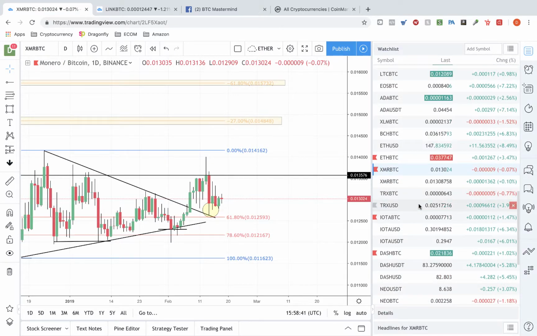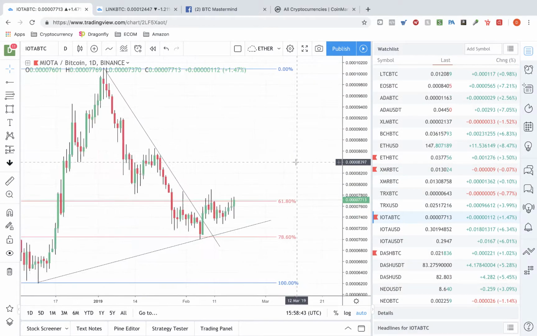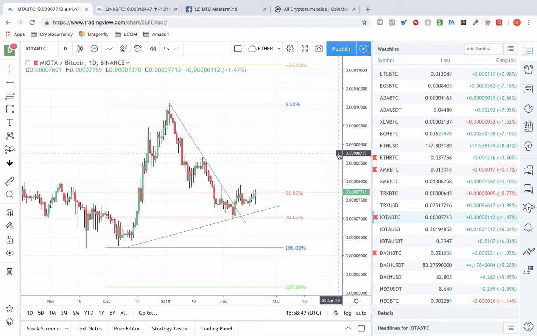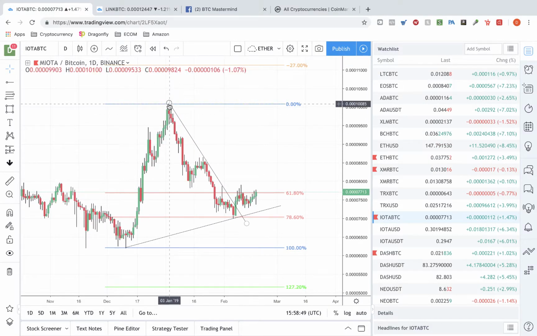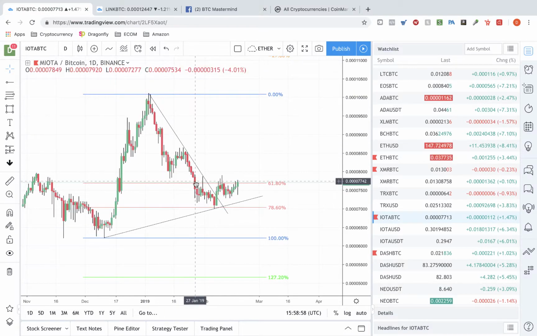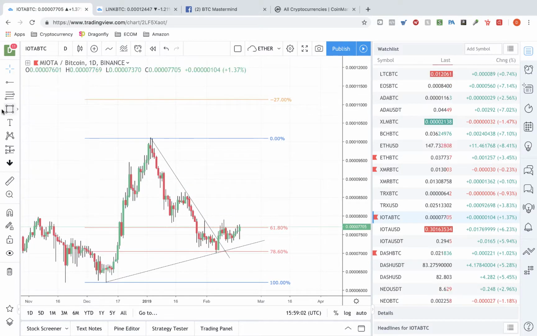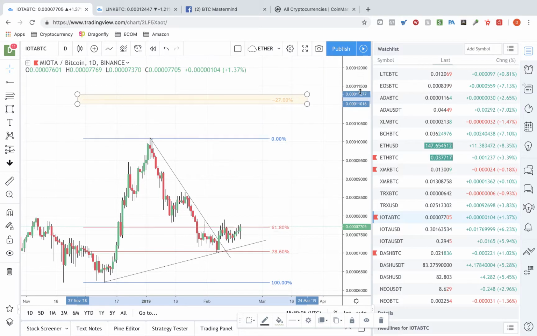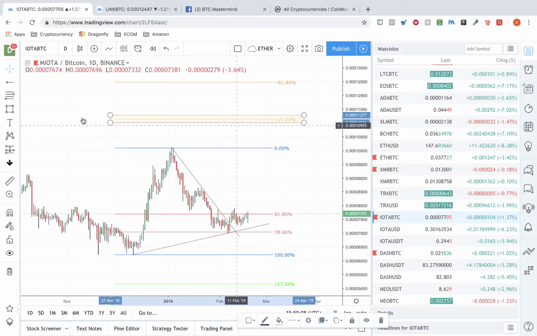Let's look at another one, see what IOTA is doing. IOTA, another one. Okay, we go from the low to the high, breaks down to the 78.6, holding the 61.8 right now, counter trend. This trend has been broken here. We're looking for our next upside target. Where are those targets going to be? For me, they're right here and right here.